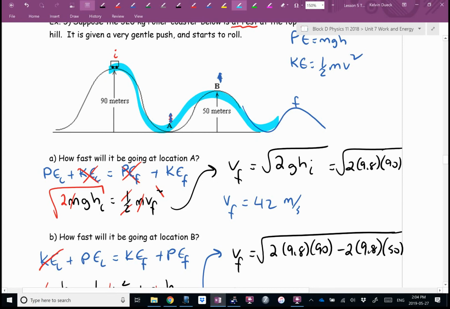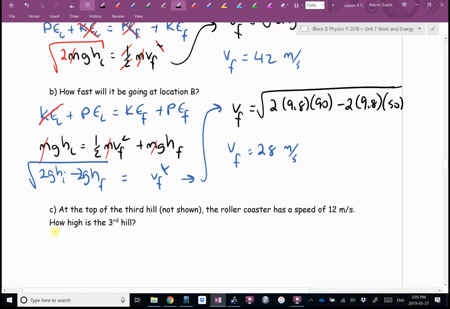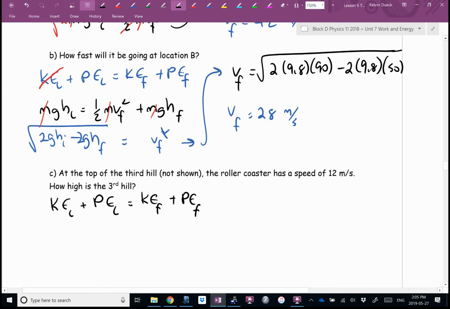Is there a change in height? Is there a change in speed? Is there a yucky, curvy path? Conservation of energy is going to work really well. KE initial plus PE initial equals KE final plus PE final. Or PE initial plus KE initial equals PE final plus KE final. Initial plus initial equals final plus final.